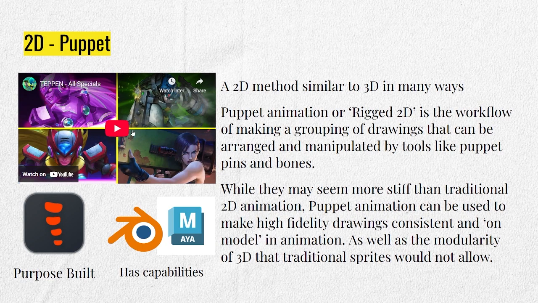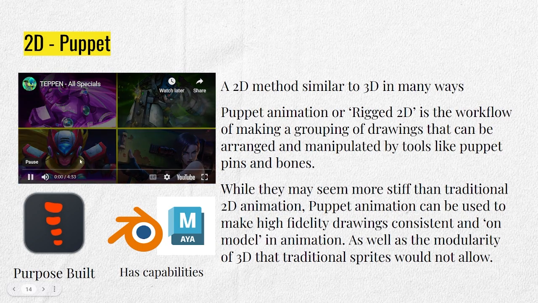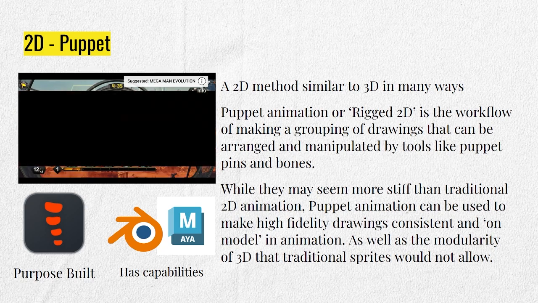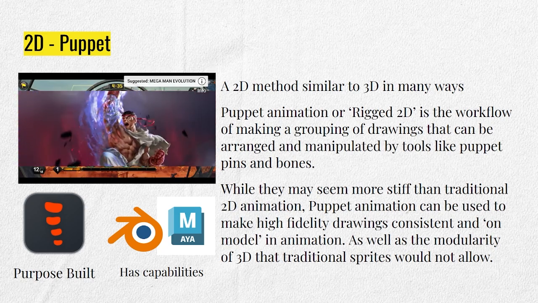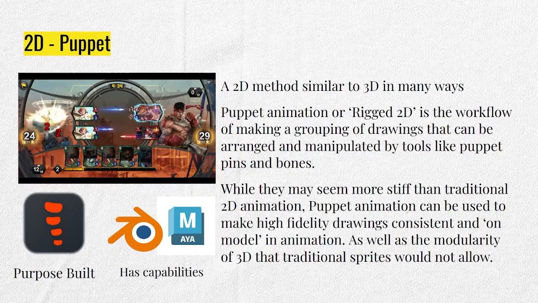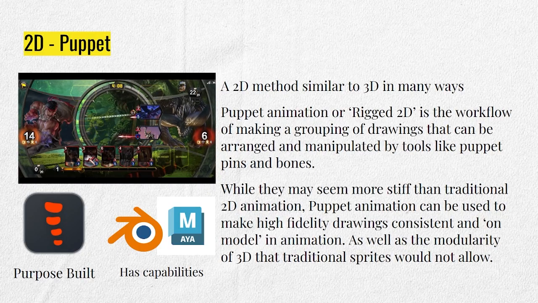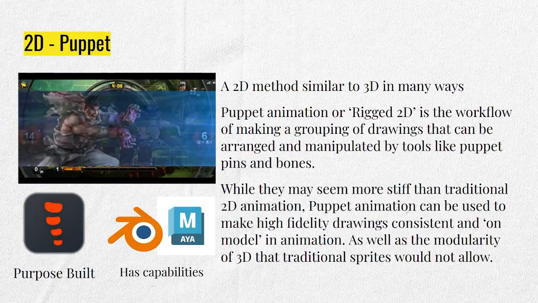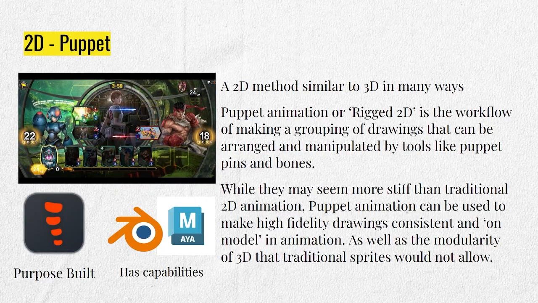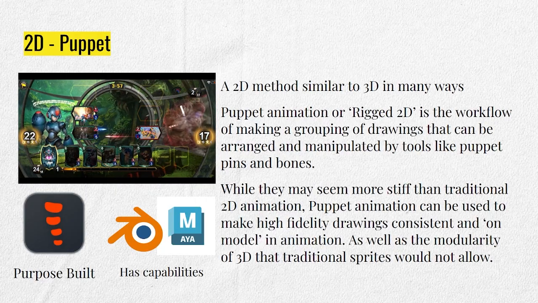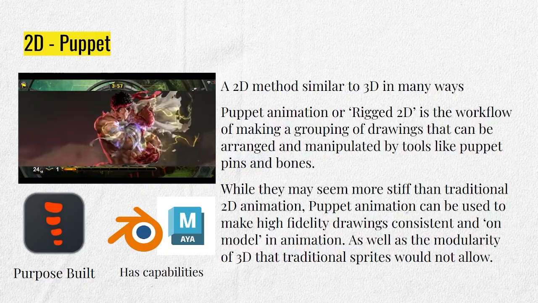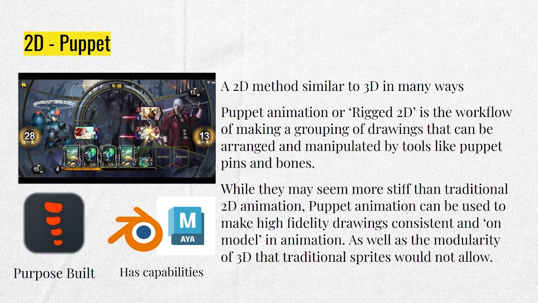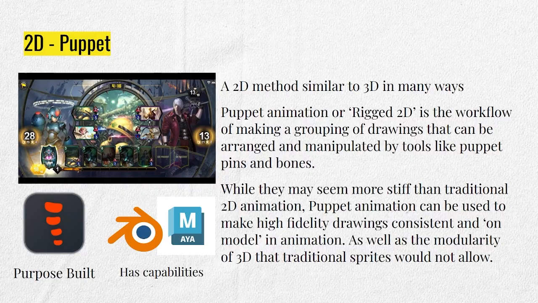Puppet animation. This is a sample of a lot of puppet animation from the video game Teppen. Again, very similar to rigging, where you create a drawing or a series of drawings with skeletons in mind. It may seem very stiff and not that good in comparison to traditional 2D animation, at least in terms of the actual motion.